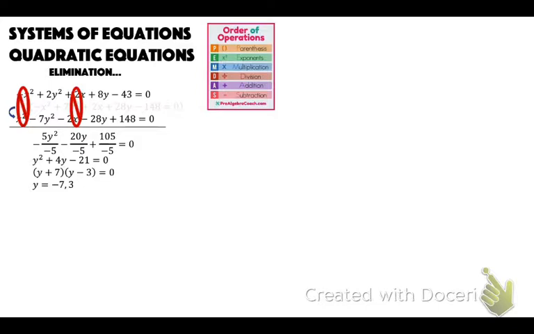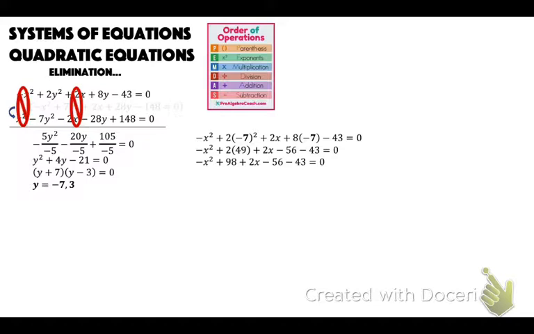Then we can plug that back in to one of those top equations. I'm going to plug in the negative 7 first. So I have negative x squared plus 2 times negative 7 squared plus 2x plus 8 times negative 7 minus 43. Always do that squared first. So that's x squared plus 2 times 49 plus 2x. 8 times negative 7 is negative 56 minus 43.